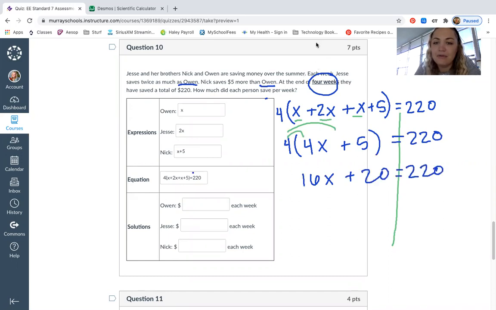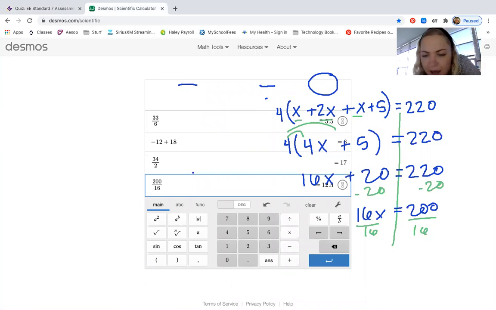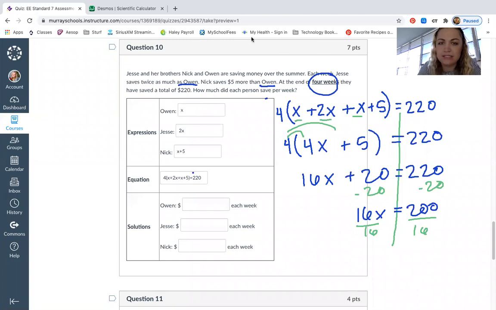Next step is subtract 20 from both sides. And I get 16X equals 200. Last step, divide both sides by 16. Let's figure out what is 200 divided by 16. It looks like 12.5. So let's get this on here. X equals 12.5.